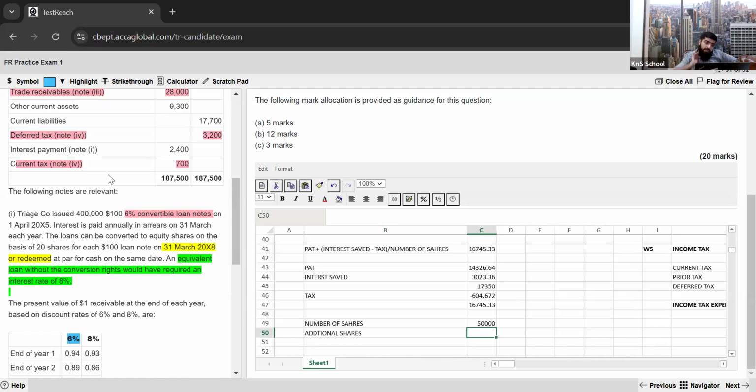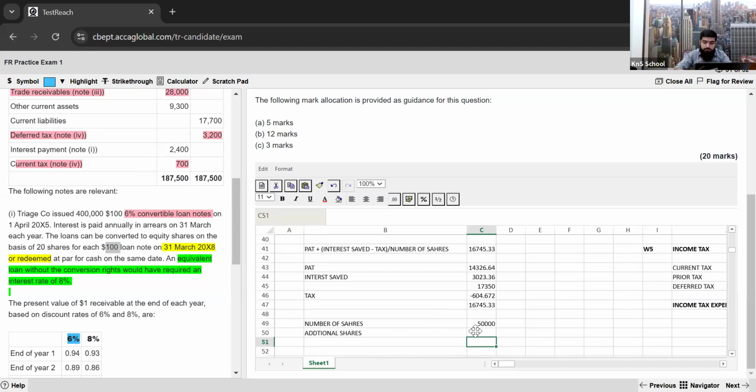The company issued 400,000 6% convertible loan notes. It means the company has issued 400,000 loan notes. And now it is stated that the loans can be converted into equity shares on the basis of 20 shares. It means against 400,000 loan notes, the company will issue 20 shares of $100.